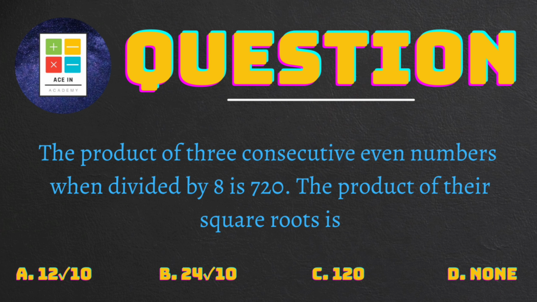Now we are given four options: A) 12 root 10, B) 24 root 10, C) 120, or D) none of these. So this was a question that has appeared in the Hotel Management Test 2006, and I would like you to try this question first by yourself and then come to the video for the solution.